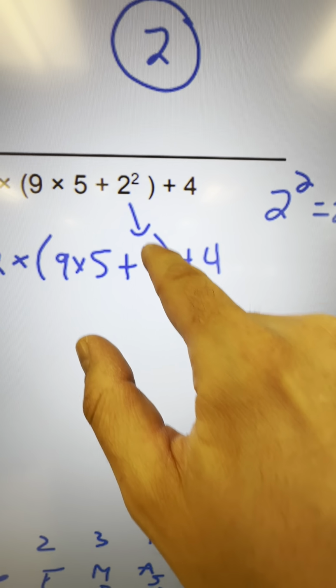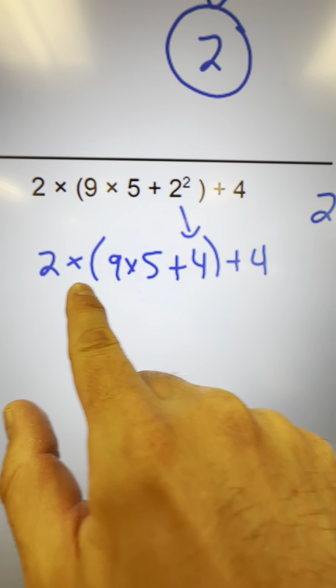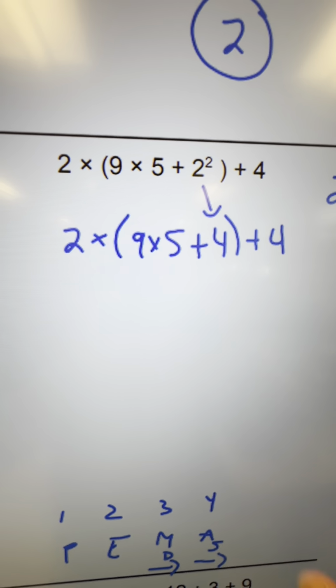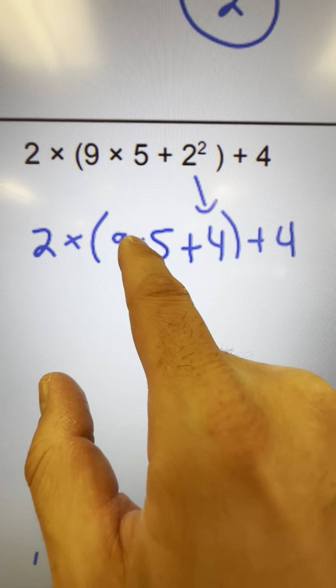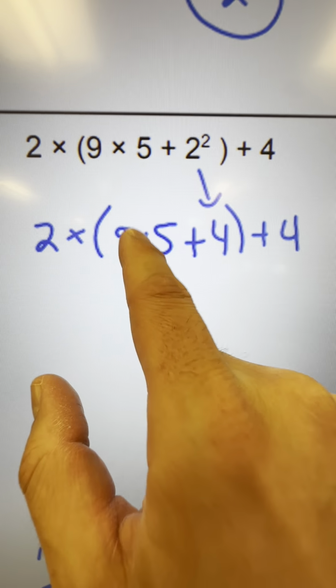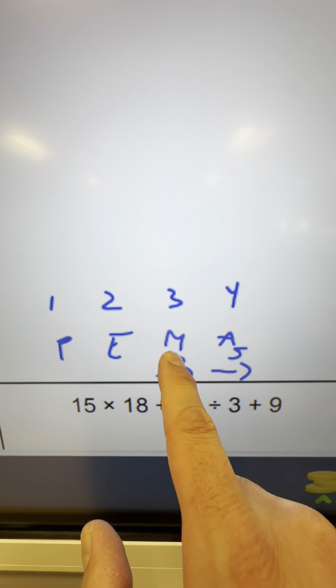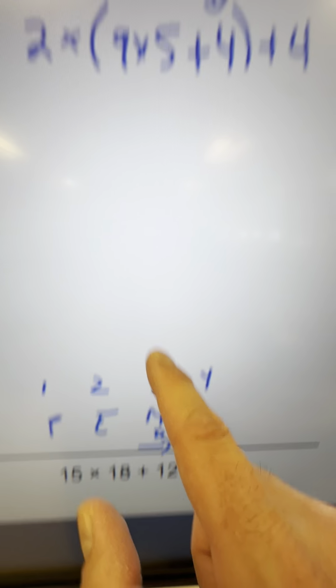So I simplified the exponents inside the parentheses, and notice nothing else changes. Everything else stays the same. And now we're still on step 1, which is parentheses. So inside here, what's left? I have multiplication and addition. So I know I multiply first before addition. So I'm going to multiply in my next step.